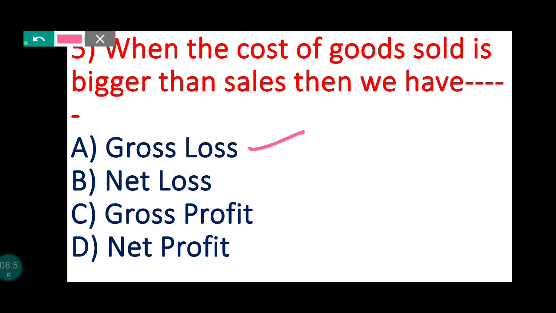So the answer is gross loss. Gross loss is the excess of the cost of goods sold over sales. It is expressed as the cost of goods sold minus sales. So gross loss is cost of goods sold minus sales.